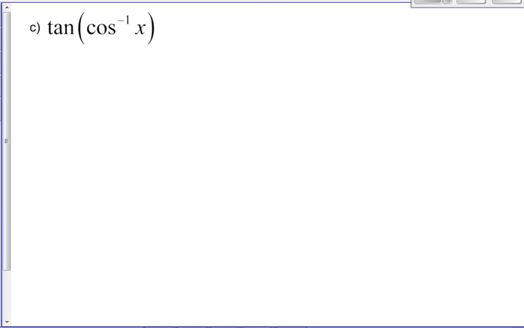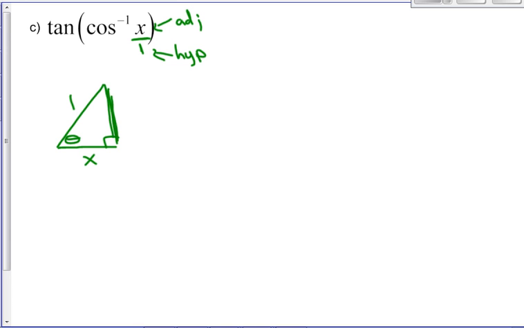Let's do one last one. We want the tangent of the inverse cosine of x. So here, I'm going to draw another triangle, inverse cosine of x. So this must be adjacent. And what is it over? It's over 1. So that's the hypotenuse. So in this triangle, here's what we know. Adjacent is x, hypotenuse is 1. If we want the tangent, we're going to need opposite over adjacent. So clearly, we're going to need this third side.